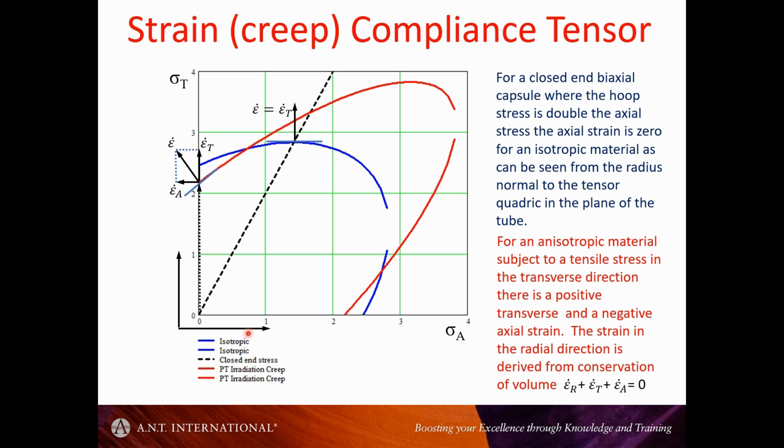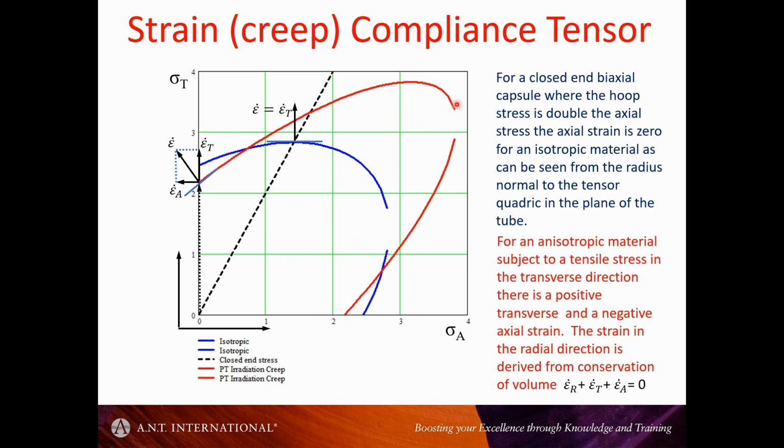One of the things that you should realize, and probably do realize anyway, is that if you have a closed-end biaxial capsule, and you follow the stress locus up to the point where it intersects an isotropic material, the strain from that isotropic material is perpendicular to the surface, which in this case is vertical. So what that means is there's no axial strain rate. The axial strain rate is 0.